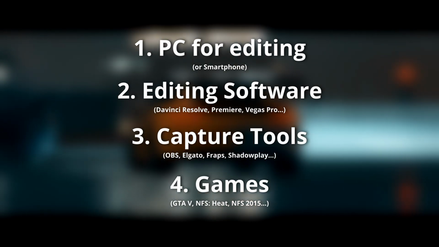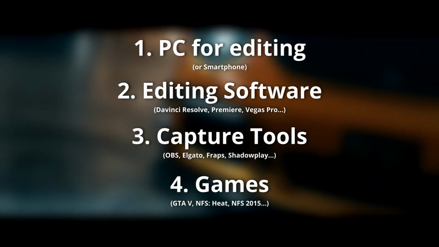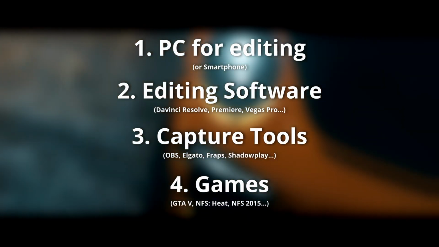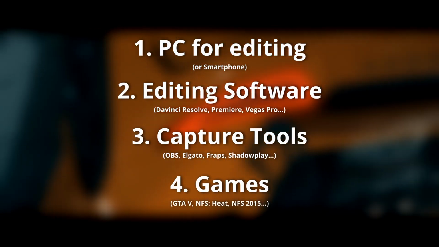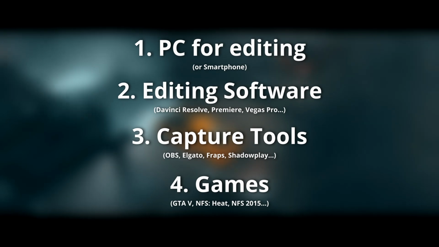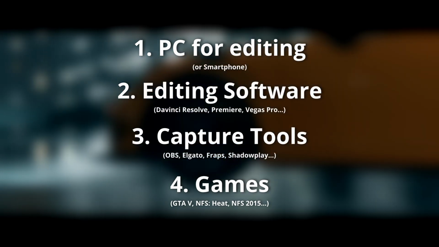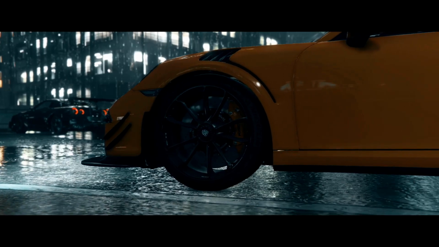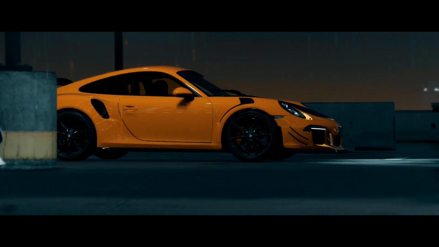Fourth and last is the game. I will show you how to make cinematic clips in GTA 5 because I found that it is one of the easiest games to do it with. But there are many other car games available like Need for Speed Heat, which I also like to use. If you have all of these requirements, you're good to go, so let's get started.